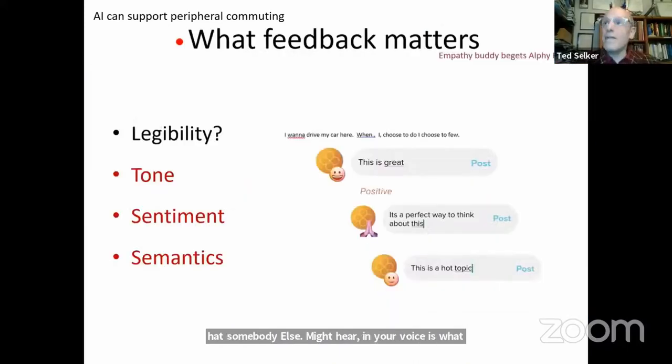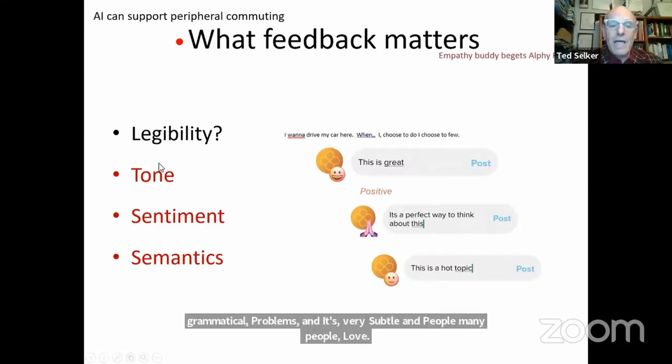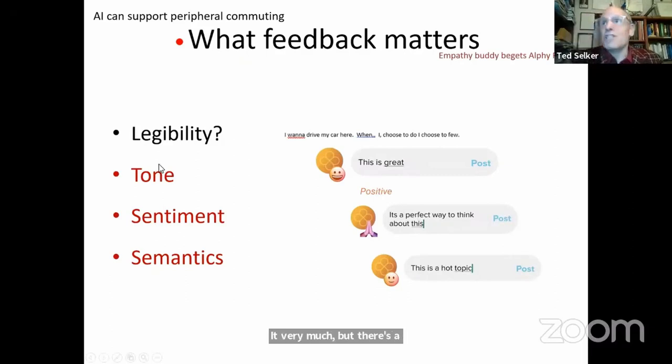So, a lot of people like Grammarly work on legibility, and they do great stuff, like point out misspellings or grammatical problems. It's very subtle, and many people love it very much. But there's a lot of literature that says that the tone of your communication is actually a large part of your communication.